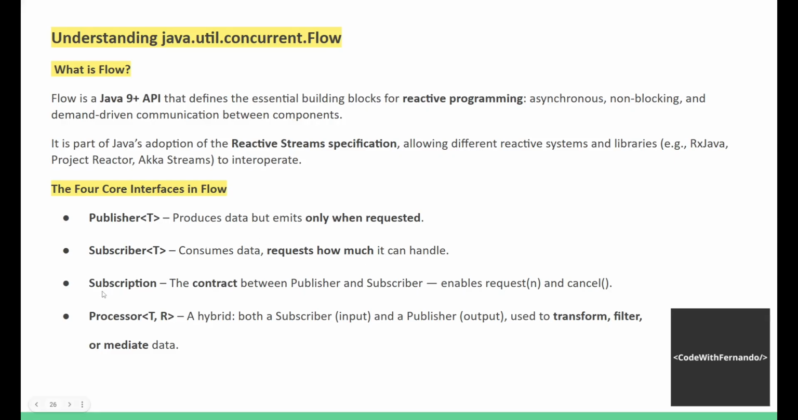Then we have the subscription. Let's see the subscription like a bridge. It's like the link, the contract between the publisher and the subscriber. It's the one who connects these two, publisher and subscriber. The subscription is really important because it enables request and cancel. And finally we have the processor. The processor acts as a subscriber and a publisher at the same time. So the processor has the methods of those two.